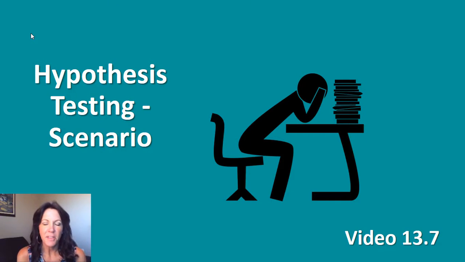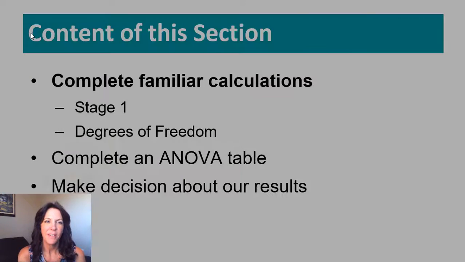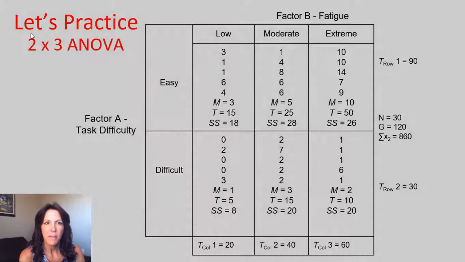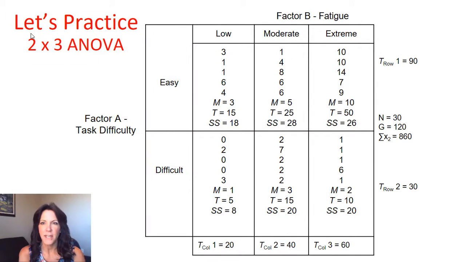Let's walk through a hypothesis testing scenario. We're going to complete very familiar calculations from stage 1 and also our degrees of freedom that we've just learned about. We're going to complete the Anova table, so have yours ready if you don't have it out, and then we'll make a decision about the results. So here is an Anova setup for us.